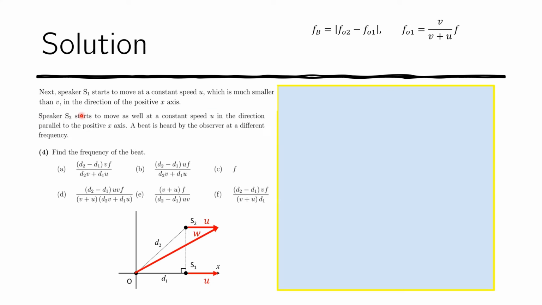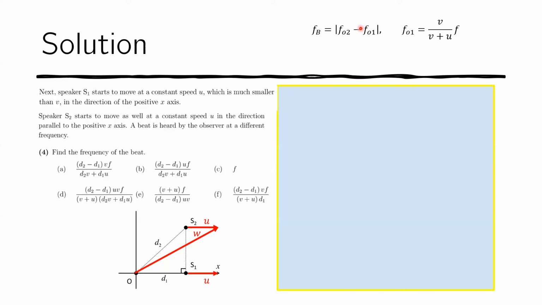Speaker S2 starts to move as well at a constant speed u in the direction parallel to the positive x-axis. A beat is heard by the observer at a different frequency. Find the frequency of the beat. Now we already know how to find the frequency of the beat, and that is given by this formula.